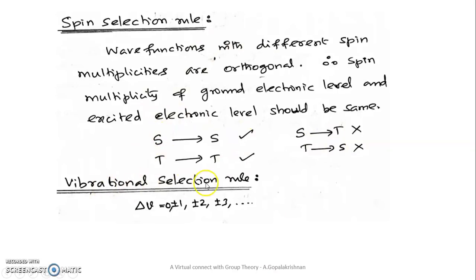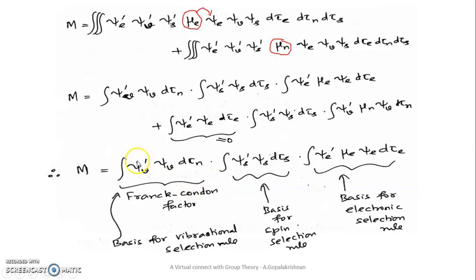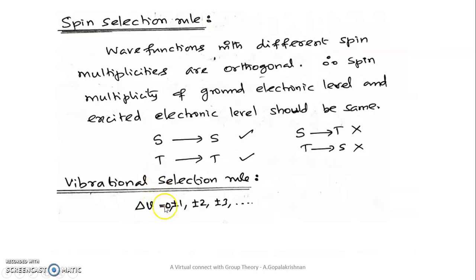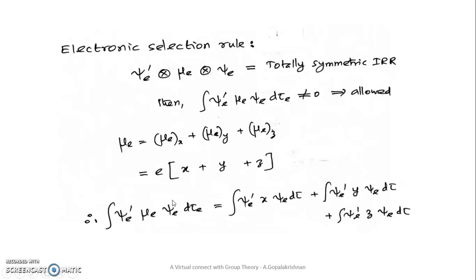Then what is the vibrational selection rule? Since the vibrational part of the integration is called a Franck-Condon factor, and listen, these two wave functions belong to two different electronic levels, so they never become orthogonal. Therefore, any vibrational transitions are allowed. 0 to 0, 0 to 1, 2, 3, right? Any transition is allowed under the vibrational part.